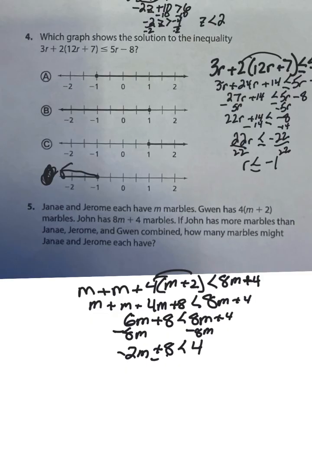I'm going to subtract 4 from each side. I'm sorry, 8 from each side. Negative 2M is less than negative 4. So I'm going to divide each side by negative 2, and dividing by negative 2, I have to switch the sign. So I switch that over. And negative 4 divided by negative 2 is actually 2. So M is greater than 2.